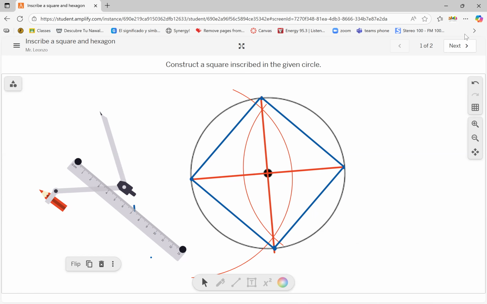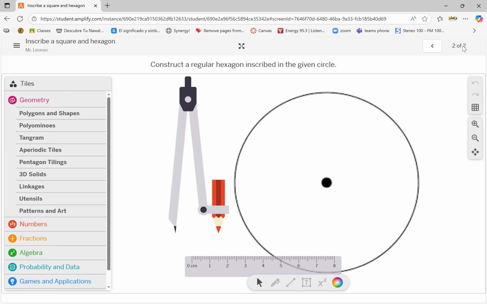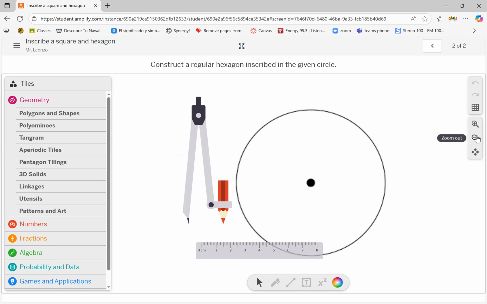Okay, so let me show you guys here. Construct a regular hexagon inscribed in the given circle. So I'm gonna do 6 sides, and all 6 sides are on the circle. So let me show you guys how to do this. Let me zoom out a little. This circle is too big.